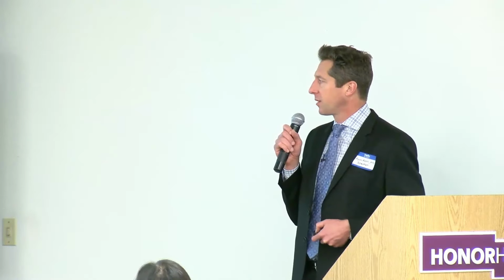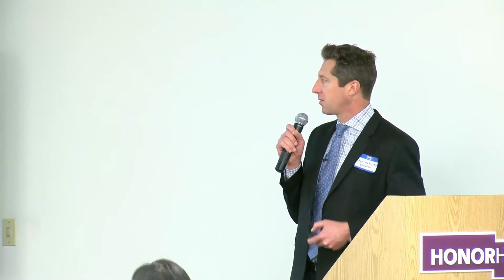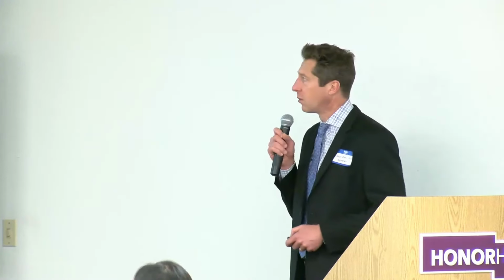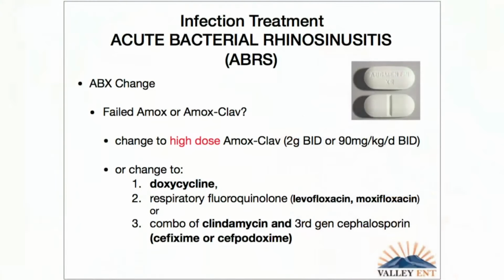Now, if you're still dealing with uncomplicated bacterial sinusitis after you've gone through all that, go ahead and just change the antibiotic. So what if you started with amoxicillin or amoxiclav? Well, you just switch them to high dose, 2 grams BID or 90 mg per kg BID. Or instead of doing that, if that seems scary, go ahead and start them on doxycycline or a respiratory fluoroquinolone. And then you always have that option of switching to clindamycin plus a third-generation cephalosporin.